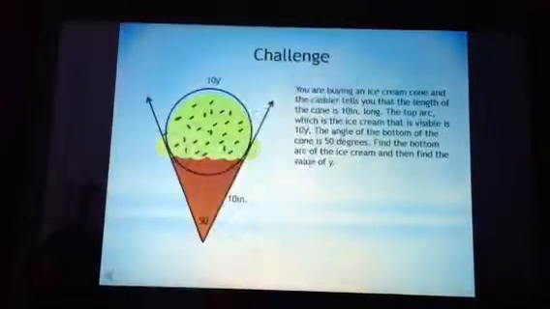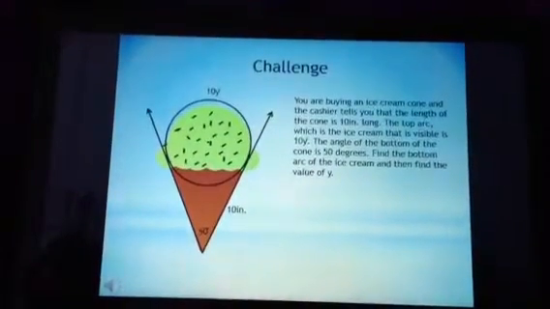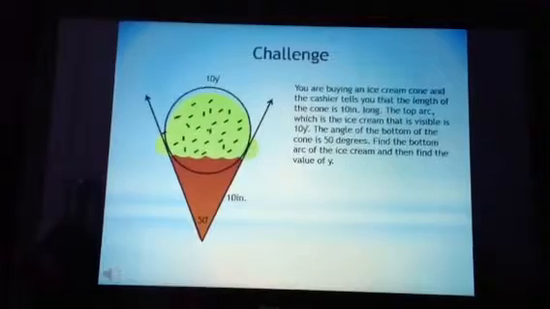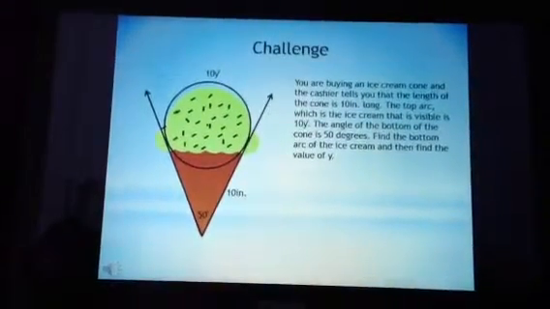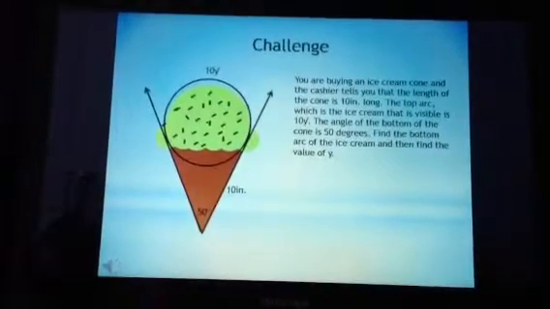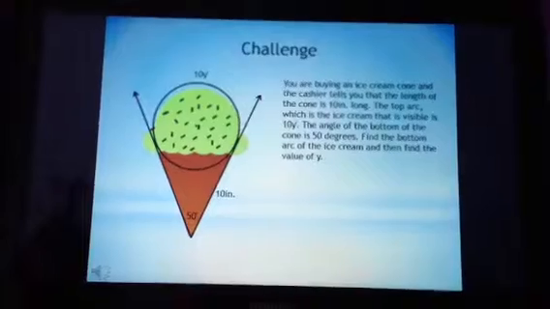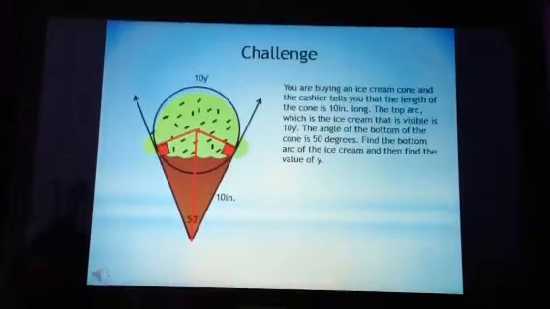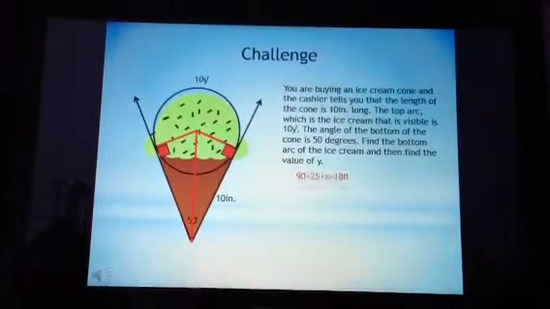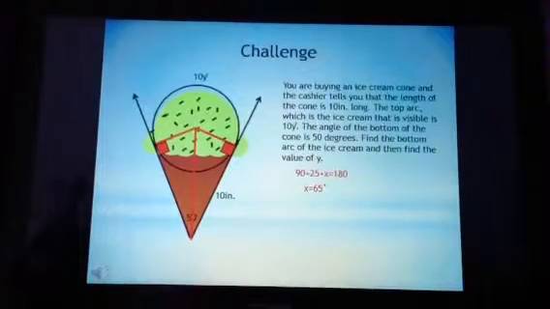Try this challenge problem. Okay, so what you're going to do first is break this bottom part of the cone into two right triangles. So what you're going to have is this is bisected angle right here. So this would be 25 degrees. So you have 25 plus 90 plus x equals 180. So then you subtract that value to get x equals 65 degrees.